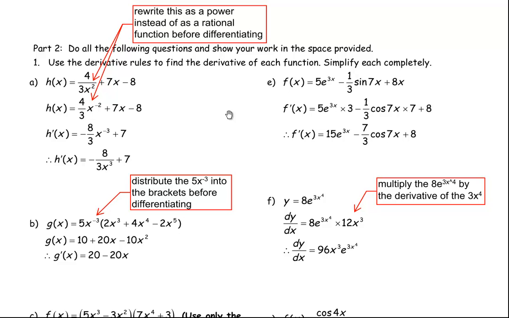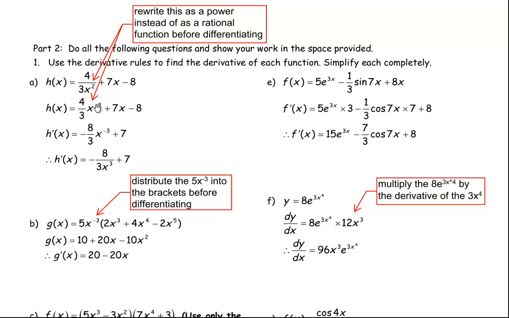In part 2, you're asked to do some differentiation. And so the first one here, h of x equals 4 over 3x squared plus 7x minus 8. So my suggestion here is to rewrite this as a power, and then you can use power rule for everything. So the x to the power of 2 in the denominator, when you bring it up, it would be x to the minus 2. So to differentiate this, the negative 2 gets multiplied by the 4/3. So negative 2 times 4 is negative 8, so that's going to be negative 8/3.